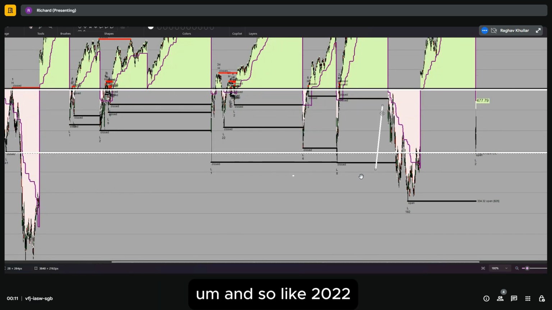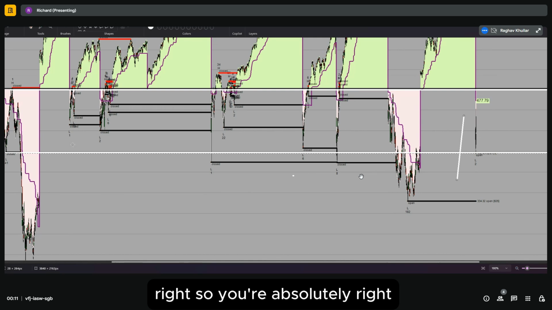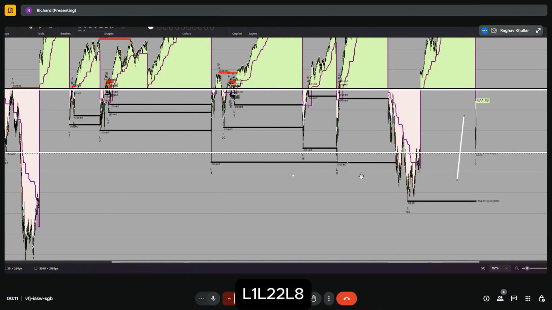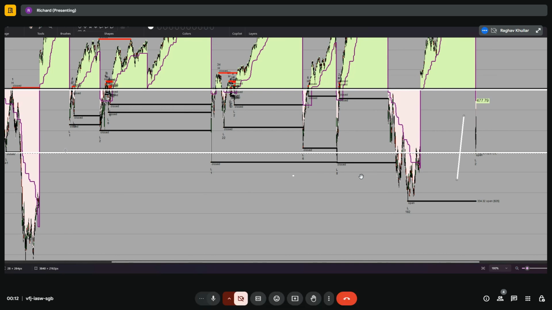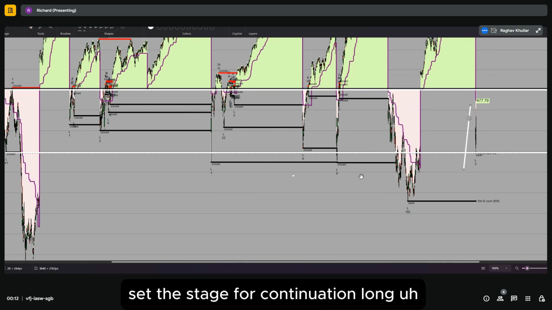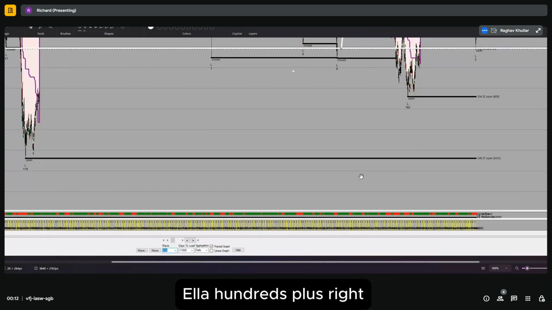Like 2022, this bounce is about a month from trough to peak before coming back down again, right? So you're absolutely right, this is a matter of timing. We're looking at probably the next 10 to 15 trading sessions from Monday, so the next 2, 3 weeks from now. We want to watch whether we come back to interact with that 2008 line, the UAT line, and set the stage for continuation long, because we do see that these short-term breaks of the low are what come to set in these L100s plus, right?